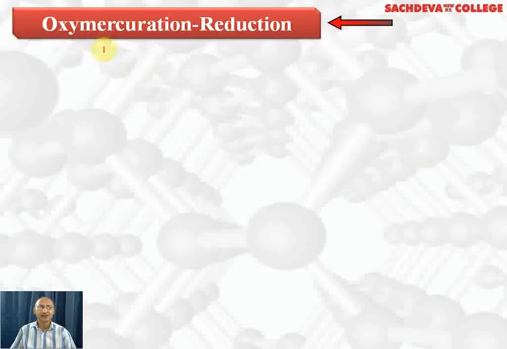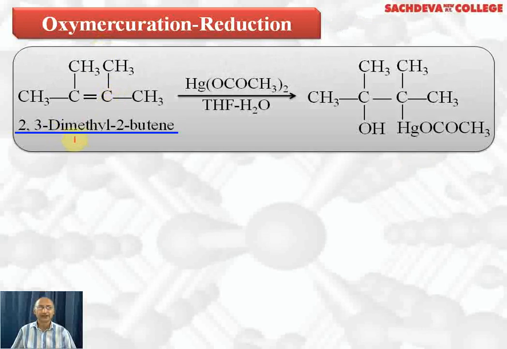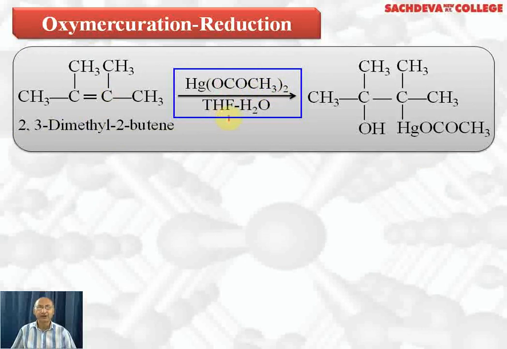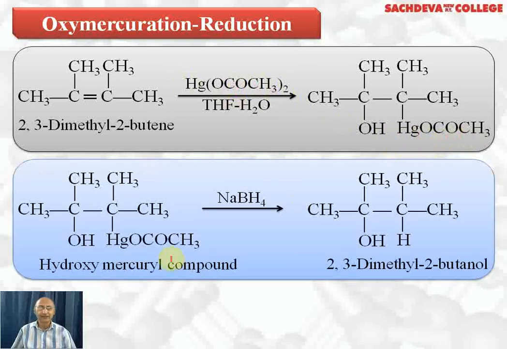Next, we are taking another important reaction, oxymercuration reduction. Here we have 2,3-dimethyl-2-butene. And we are reacting it with mercuric acetate. THF is tetrahydrofuran. A mixture of tetrahydrofuran and water is used as solvent in this reaction. So from water, OH is added to this carbon, and mercuric acetate is added to this carbon. In the second step, we are carrying out reduction with the help of sodium borohydride. Here this is removed and H is added here.